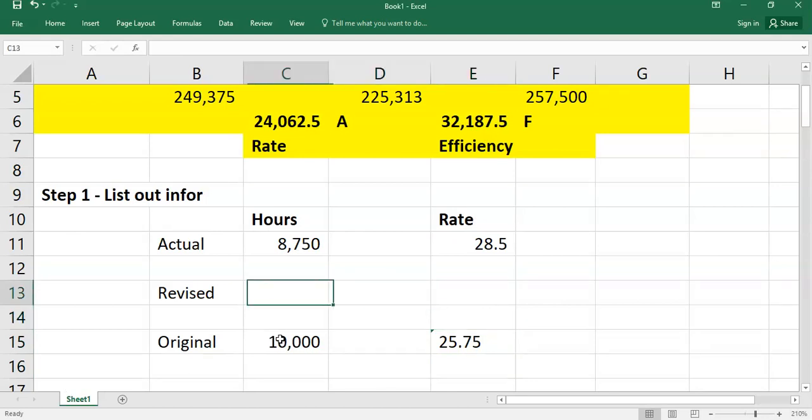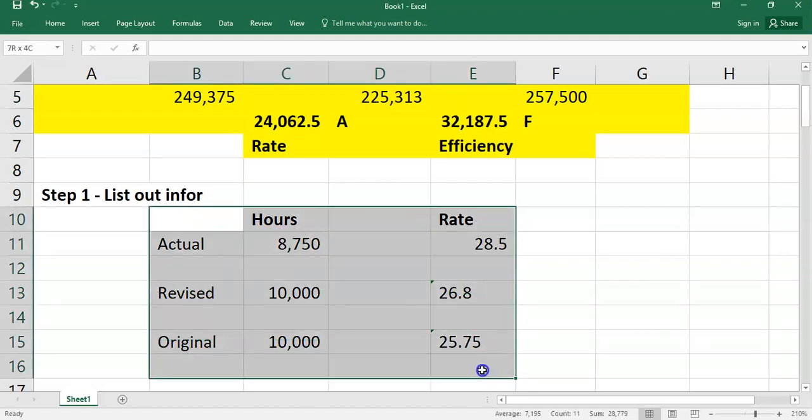And your revised, now your revised hours doesn't change. Sometimes it does in questions. This time they only moved 1. It was only the rate that updated. And then you have here 26.8. So this, the first thing, is listed out.